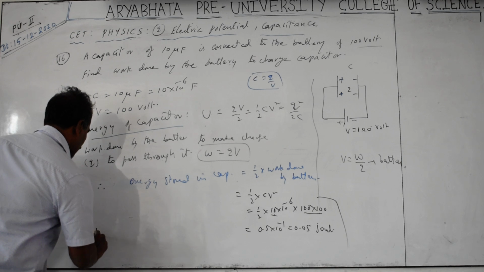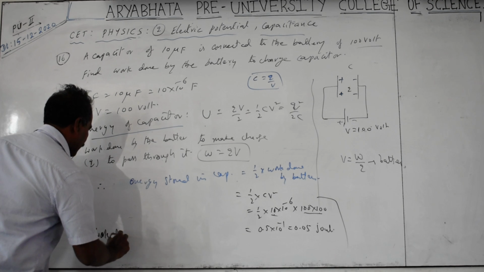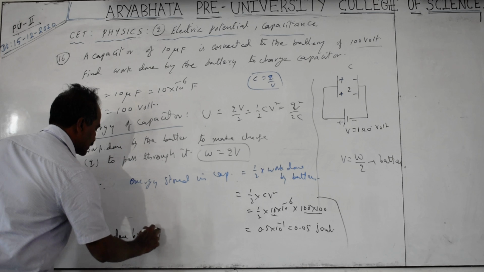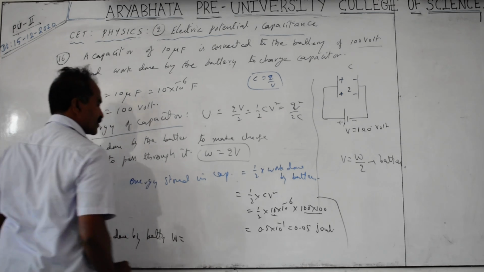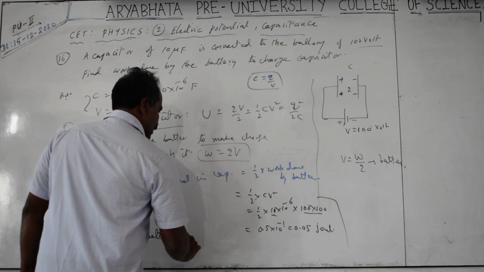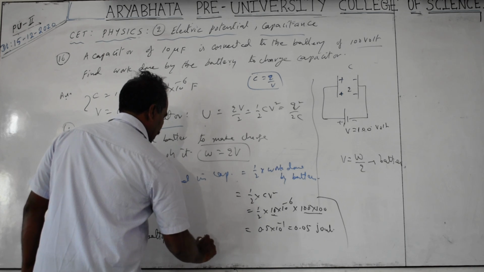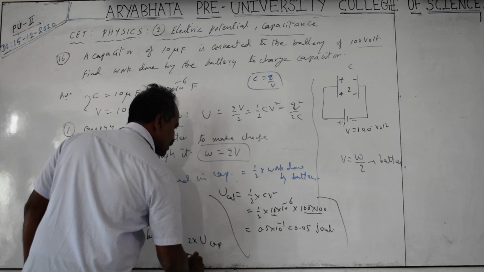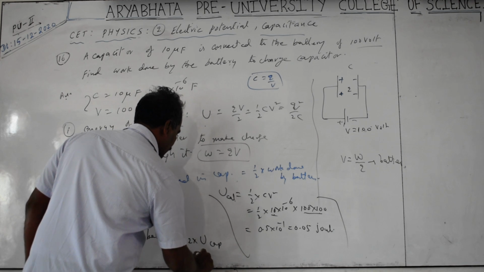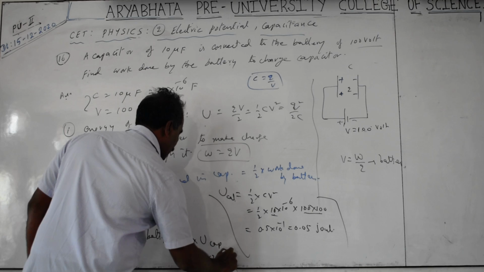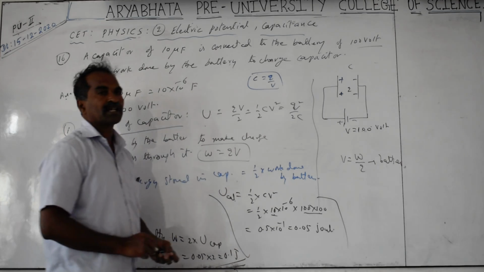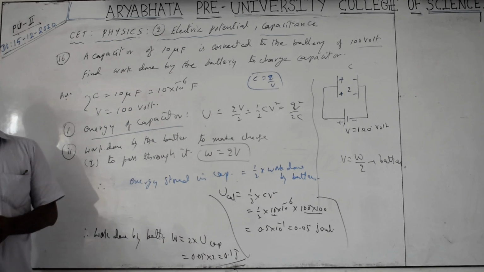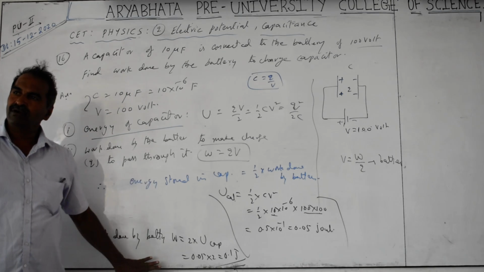Therefore, work done by the battery W is equal to 2 into the energy of the capacitor, which is 0.05 into 2, which is 0.1 joules. Half of the energy is stored in the capacitor. So you don't have to work this out separately, you can directly work out the sum.